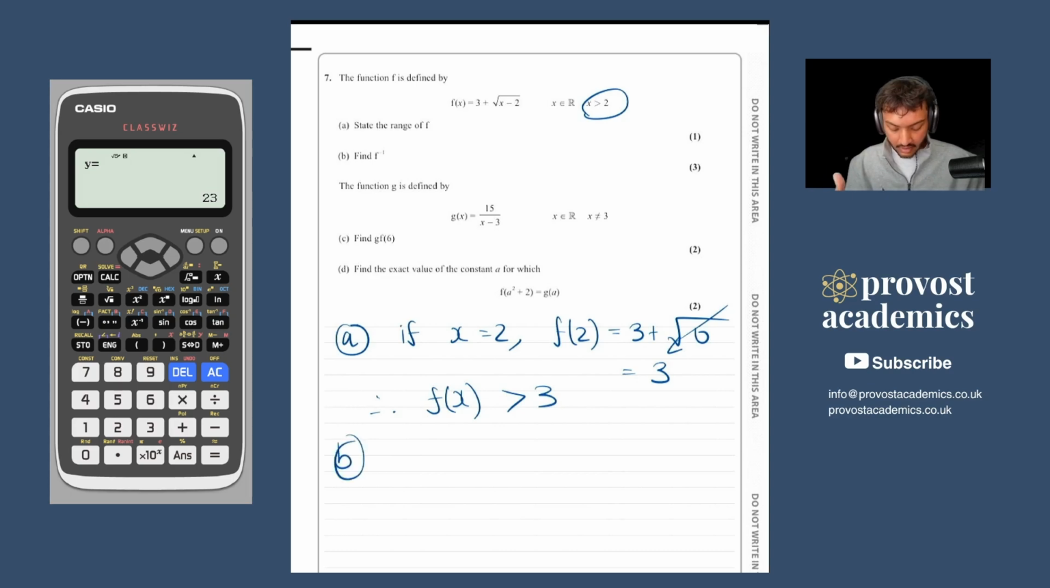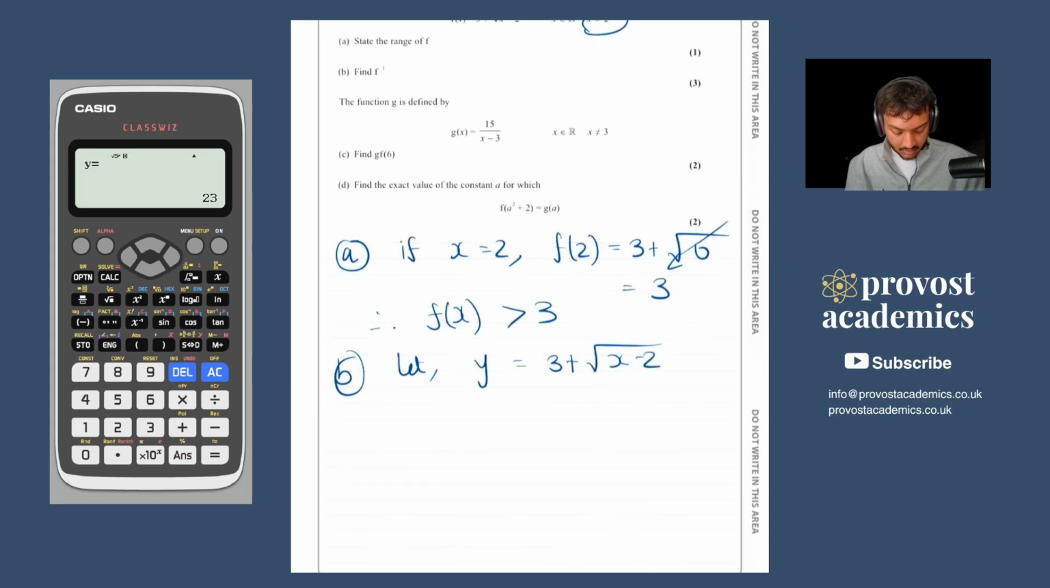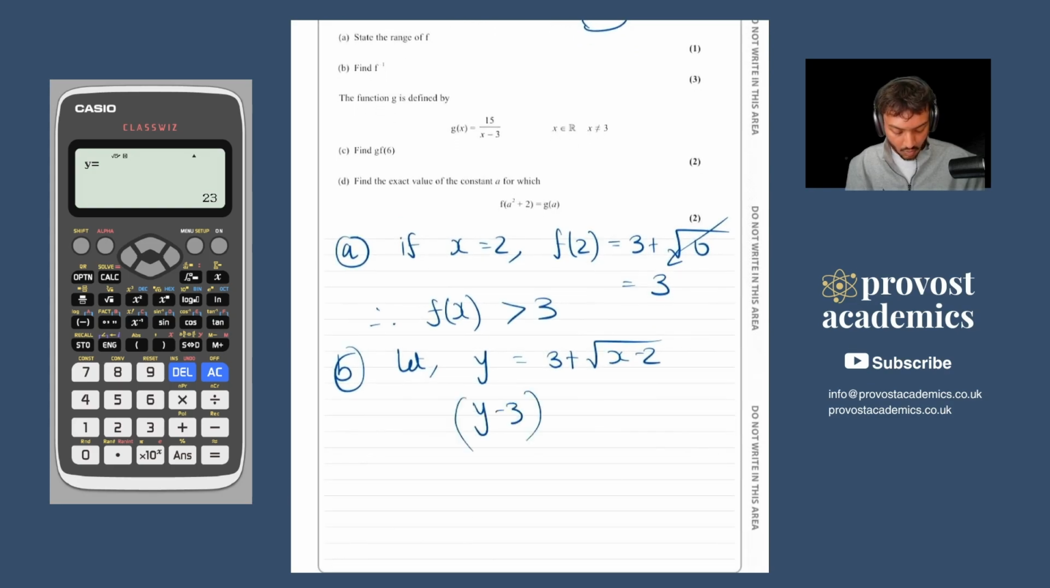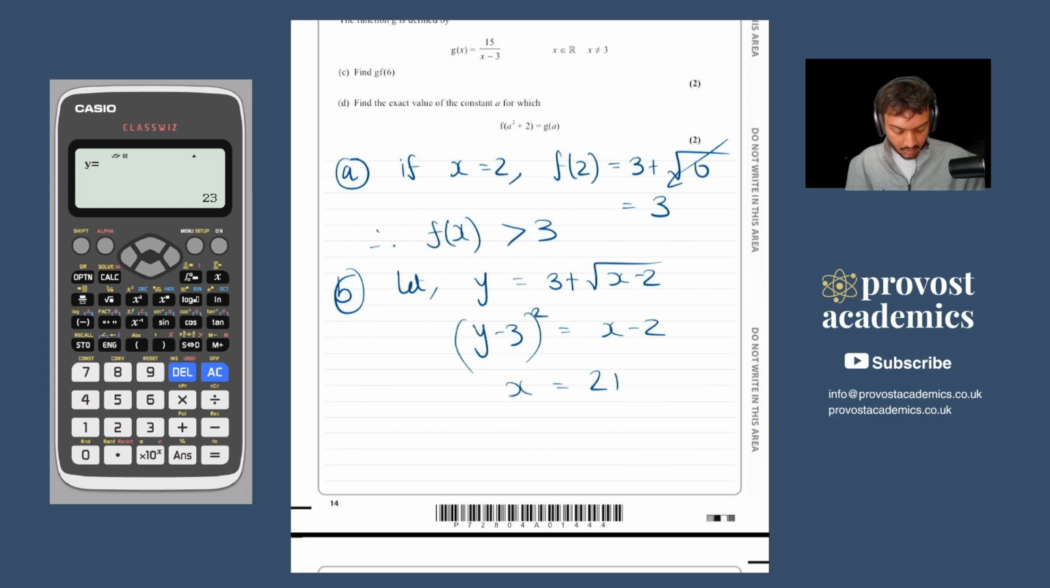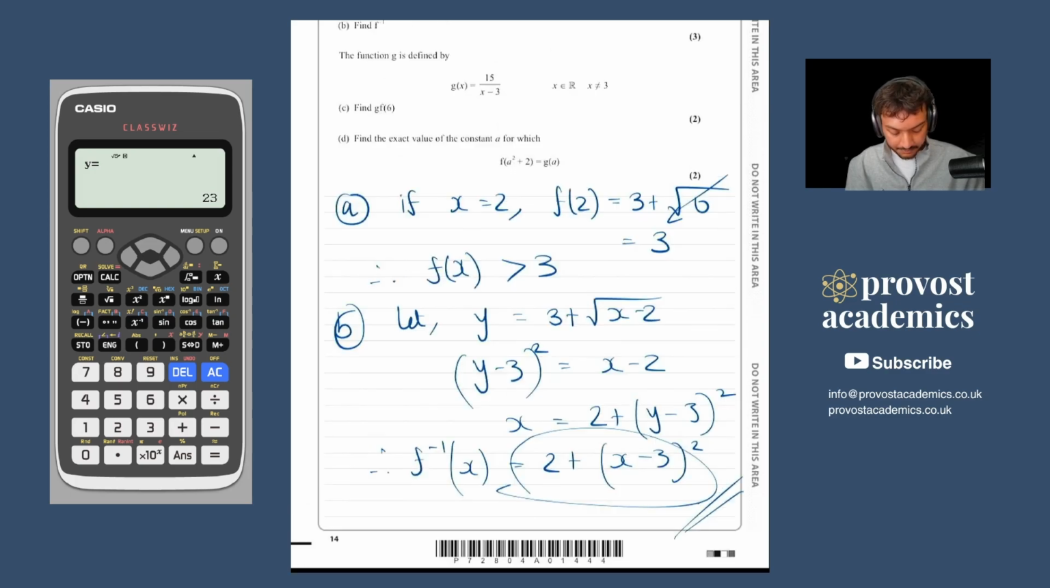Next it says find the inverse. Okay, so we start off by saying let y equal 3 plus square root of x minus 2. Now we try to make x the subject. So take away 3 from both sides, square it, I get x minus 2, and x equals 2 plus (y minus 3) whole squared. And now finally we can swap the variables. So we can say therefore f inverse of x is equal to 2 plus (x minus 3) whole squared. And that's my answer.